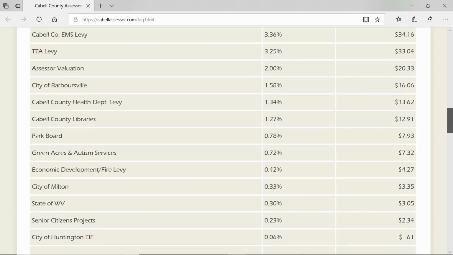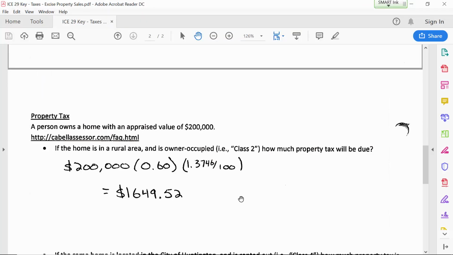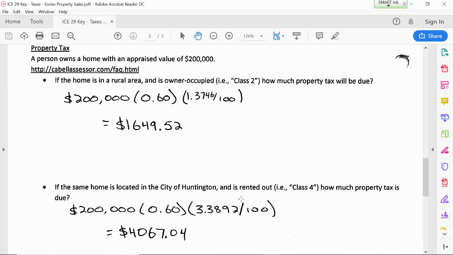Trail improvement fund. All right, so the last part here is if you have that same house and you're renting it out in the City of Huntington, then your property tax is going to be double. We're going more than double. We're going from $1,650 to over $4,000 per year.